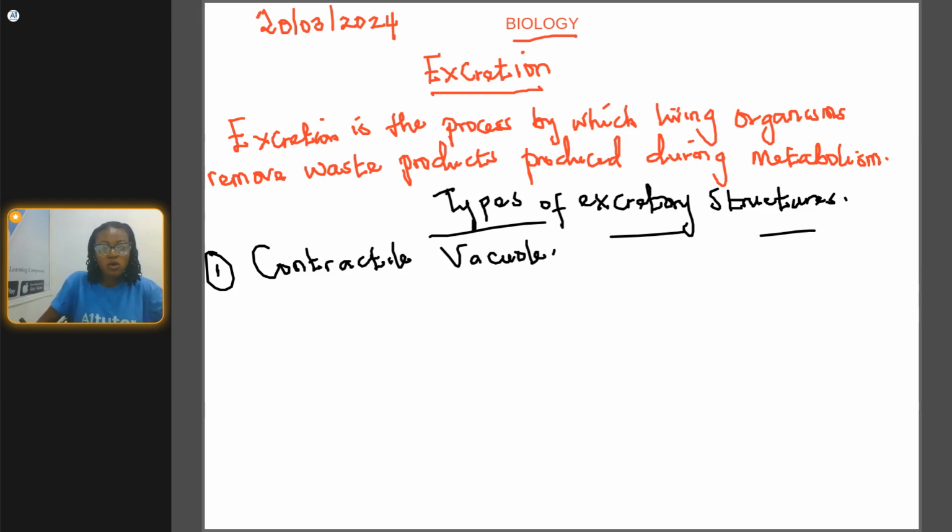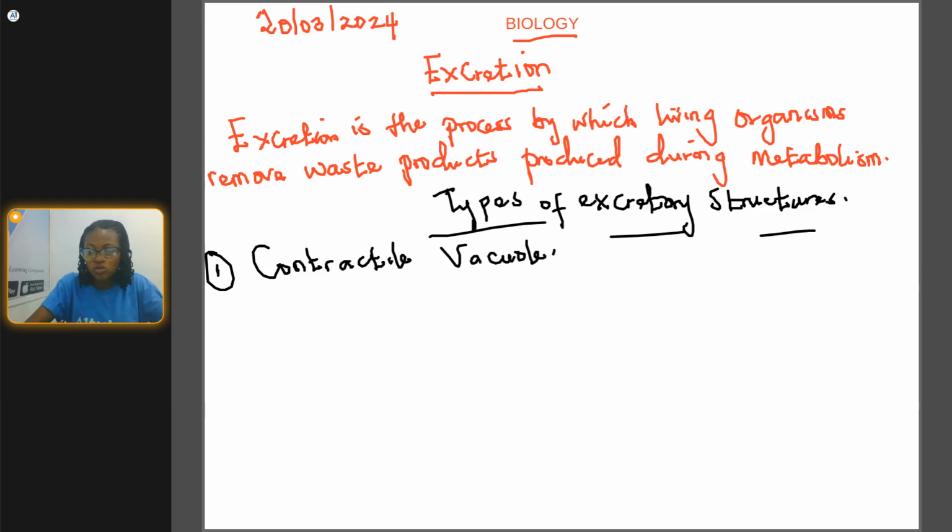So the contractile vacuole is present in all these protozoans, like all these unicellular organisms like the amoeba, the euglena, the paramecium. So the contractile vacuole is present in all these organisms, and I'm going to be showing you a diagram of one of the unicellular organisms, which is the amoeba. Okay, so I'm going to show you the structure.